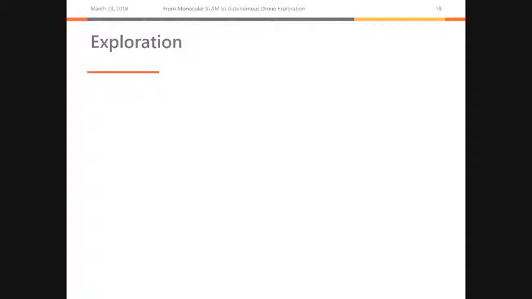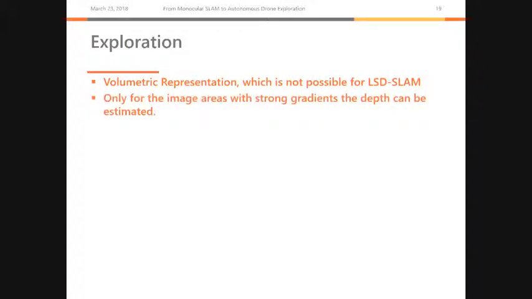Okay. So for the exploration, usually for the drones that have a dense map, they use a volumetric representation. But in LSD-SLAM, it's not possible because we have a semi-dense representation of the environment. Also, we can have the depth information only for the parts that have a very strong gradient in the image. Therefore, most of the environment will probably be unknown in the initialization step.